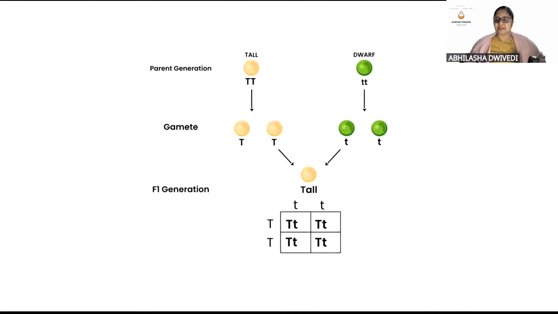So let me explain to you what the monohybrid cross is. This is a monohybrid cross. Why is this a monohybrid cross? Because if you see, we have taken one single trait, and this is for height, correct? So this is for height.